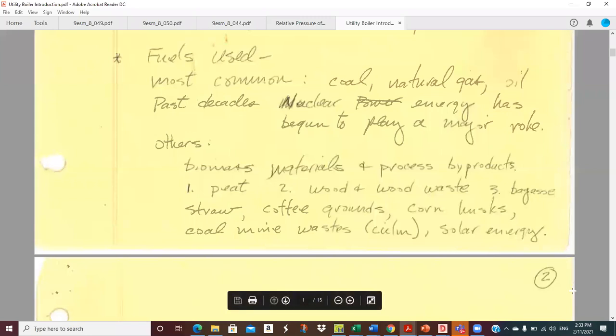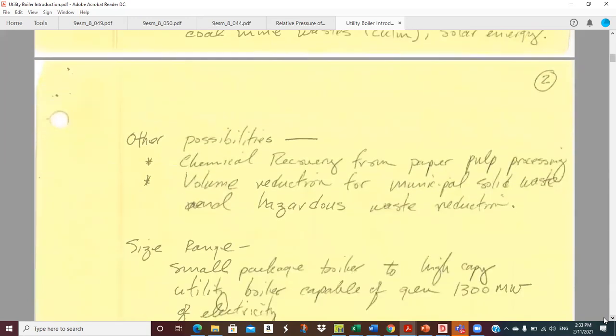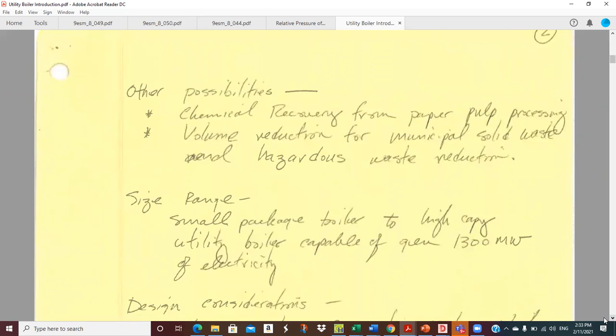Okay. Enough of that. Let's go back to my beautiful yellowed notes here. So those are common fuels used, maybe some other stuff. Other possibilities, like pulp and paper mills. Of course, that's pretty small scale, not utility scale, but we can potentially do some chemical recovery. Volume reduction from municipal solid waste can actually be combusted. It's not easy to combust, and it doesn't combust very efficiently, but I guess it's renewable because we keep generating municipal solid waste every day.